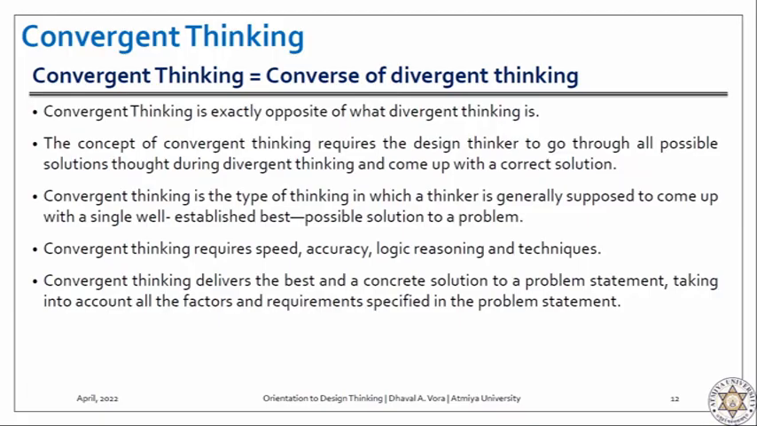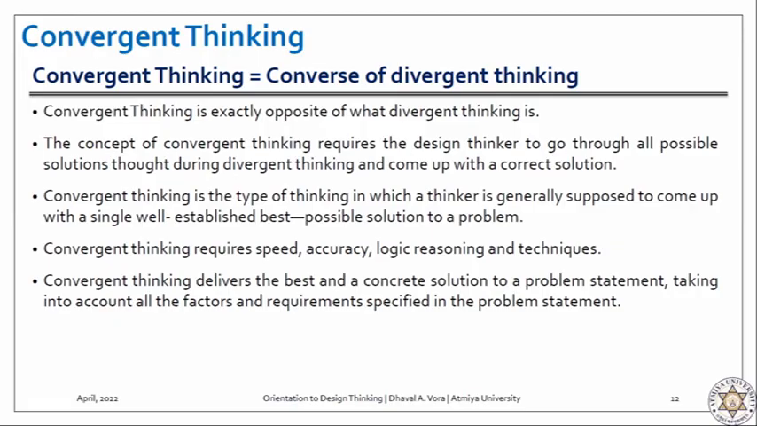Convergent thinking requires speed, accuracy, logical reasoning, and techniques. Obviously it is not like divergent thinking; it is just the opposite. The result should be accurate, it should be logical, certain techniques should be followed, and it should be done with a certain speed. Because if you provide a solution without these features, what will happen? The stakeholders will not accept the solution, it will be rejected, and you need to think again on the solutions you have provided earlier.